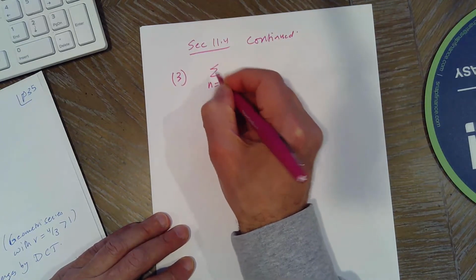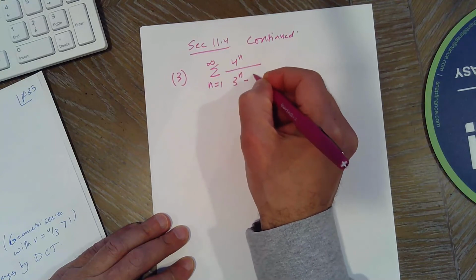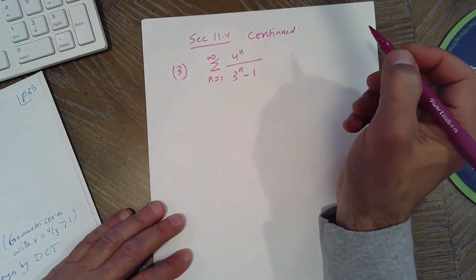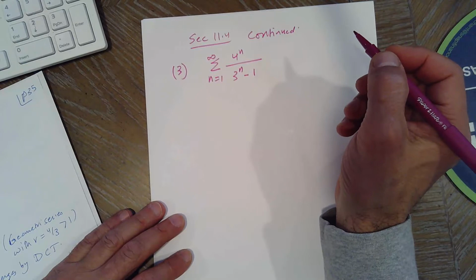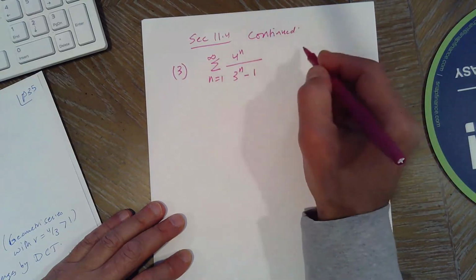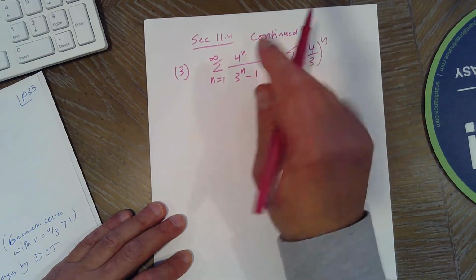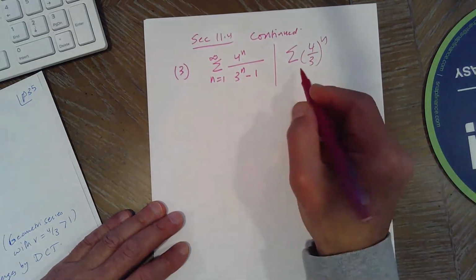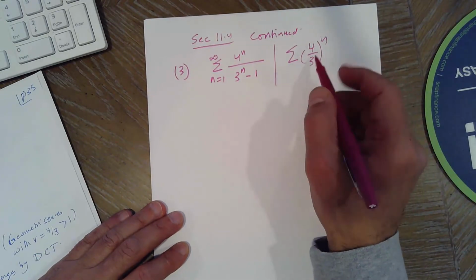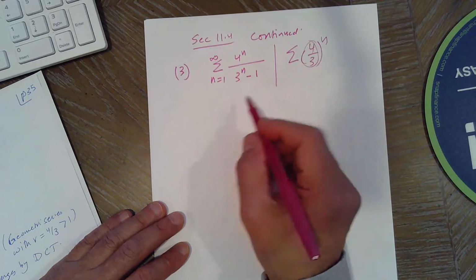So the sum from n equals 1 to infinity of 4 to the n over 3 to the n minus 1. Alright, so this looks like we could compare it with 4 to the n over 3 to the n, which is geometric, right? Just ignore the constant, which is geometric, and it diverges because the common ratio is greater than 1. So let's see how we're going to start this.